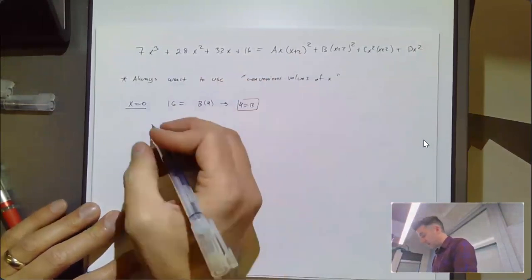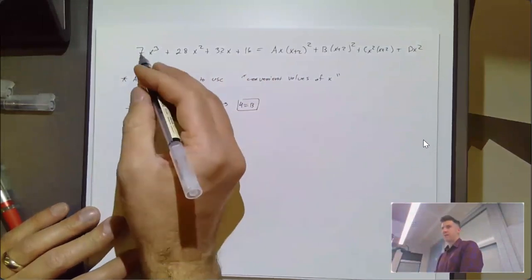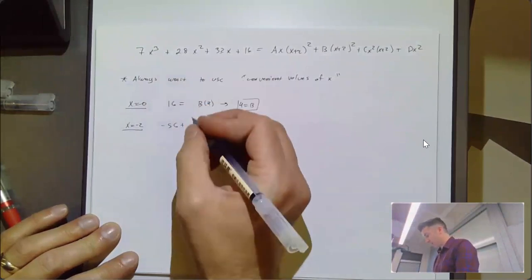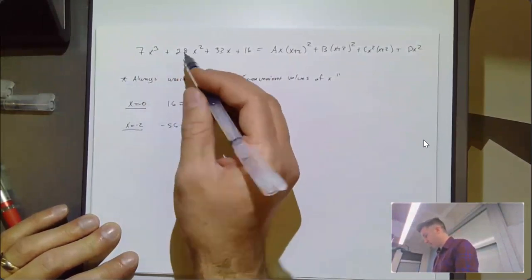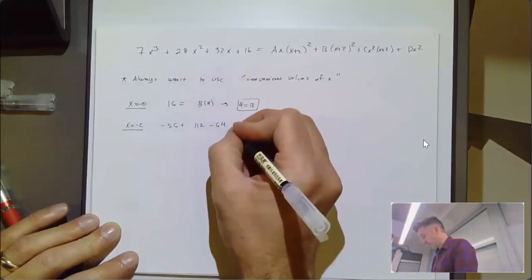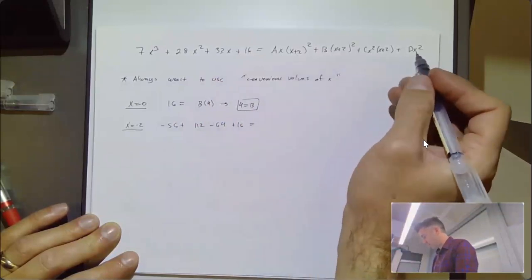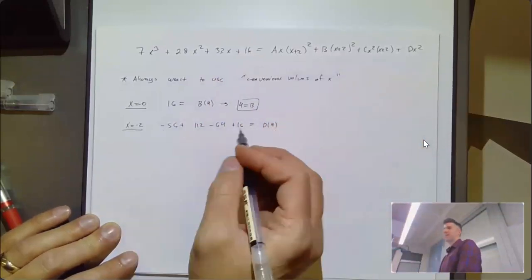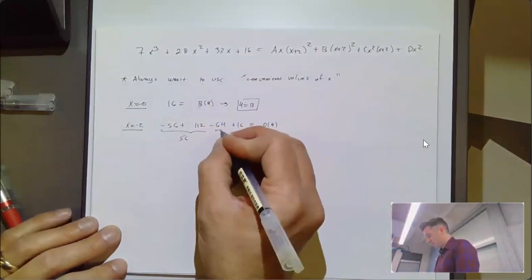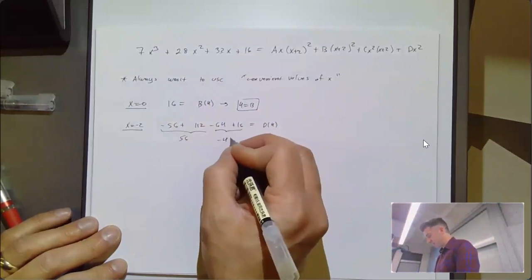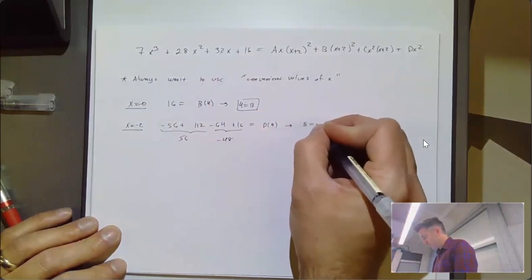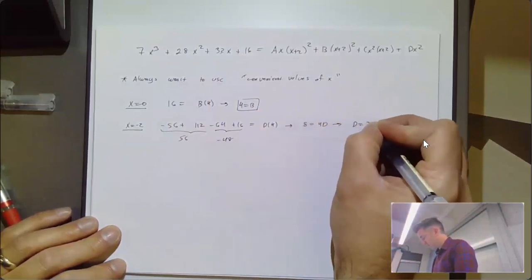Similarly, I definitely want to let x equal -2. So 7 times -8 is -56. 28 times 4 is 112. 32 times -2 is -64. Plus 16 equals 0 plus 0 plus 0 plus d times 4. This is a little bit messy, but not terrible. -56 plus 112 is 56, minus 64 plus 16 is -48, so 56 minus 48 is 8. So you end up with 8 equal to 4d, so d equal to 2.